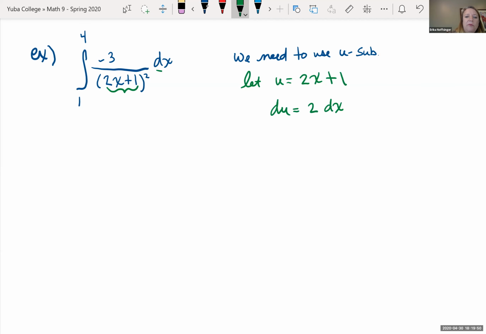We want to go back in and replace what we just did, so we're going to rewrite this. I'm going to leave my bounds off for right now. It might help if you put question marks there for a second, because it's totally wrong if we put in the 1 to 4. So this is -3 all over, we chose that parentheses to be u, so u squared, and then dx. Well, if we divide both sides by 2, we can say dx is the same thing as du over 2. So dx is du over 2.